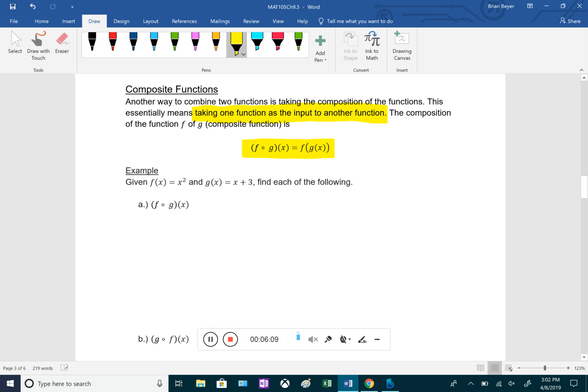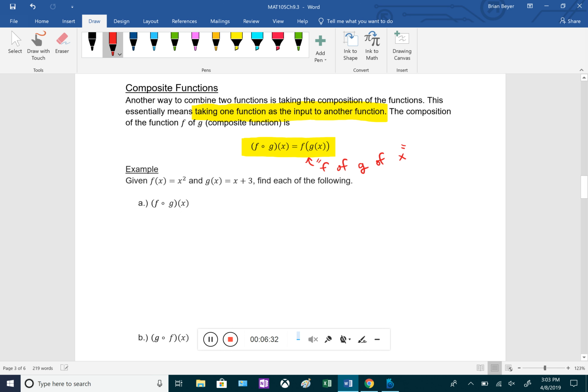We have that little circle, but it's an open circle. That is not multiplication. It means we are doing f of g of x. In this case, everywhere there is an x in f of x, you're going to plug in g of x. You're going to plug in a function into all of the x's in the other function. So let's do a couple examples here.